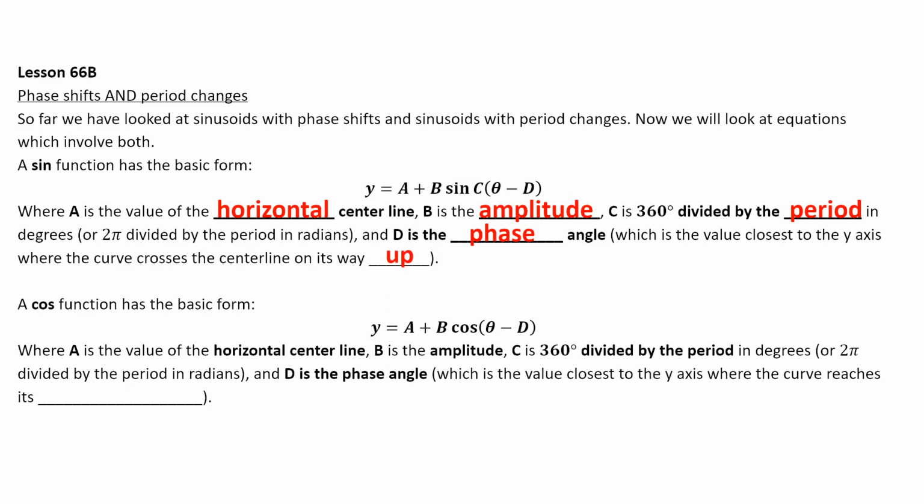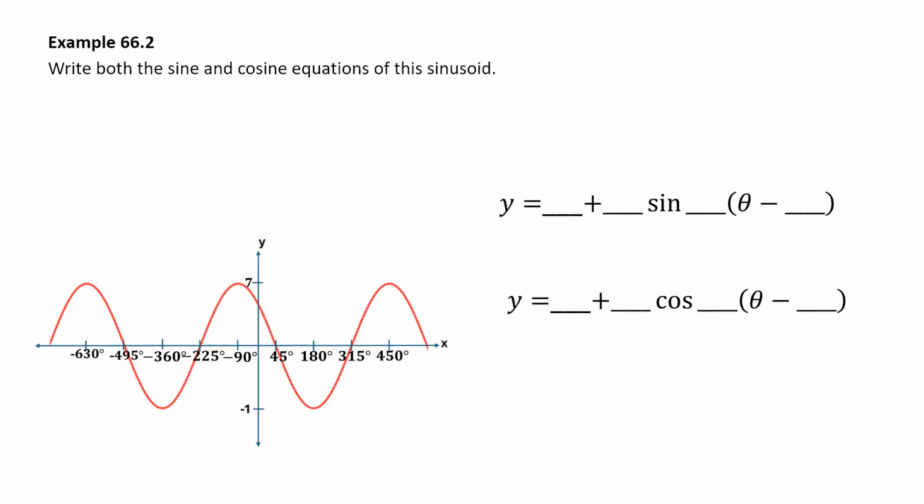its way up. Everything is the same for writing the equation as a cosine function, except when you look at the phase angle, it will be the maximum value of the function that happens closest to the y-axis. So let's look at this example again. We want to write this as both a sine and a cosine function.